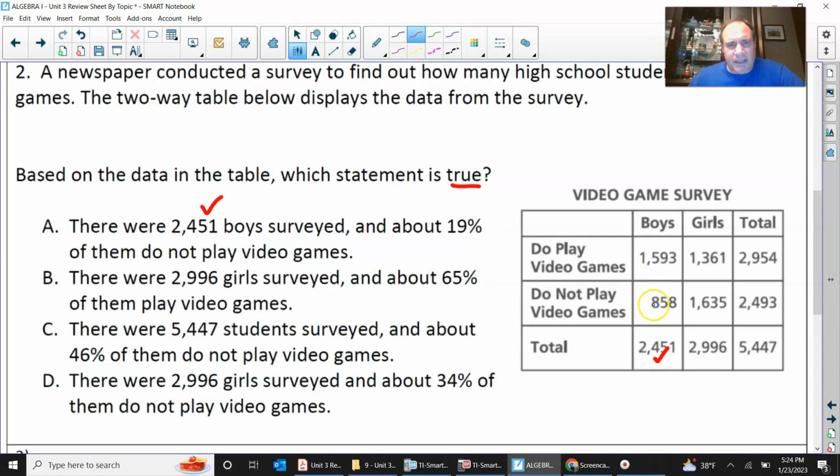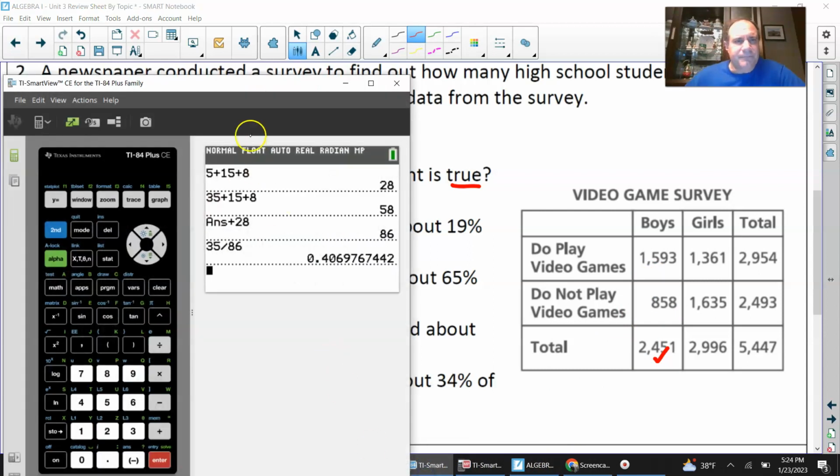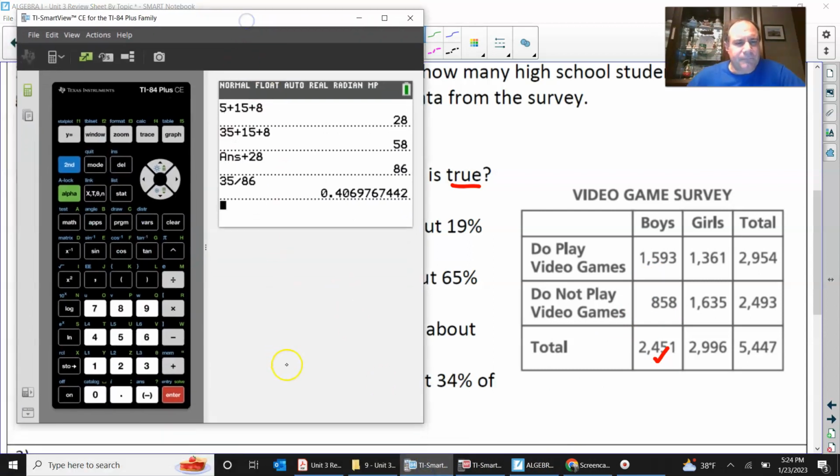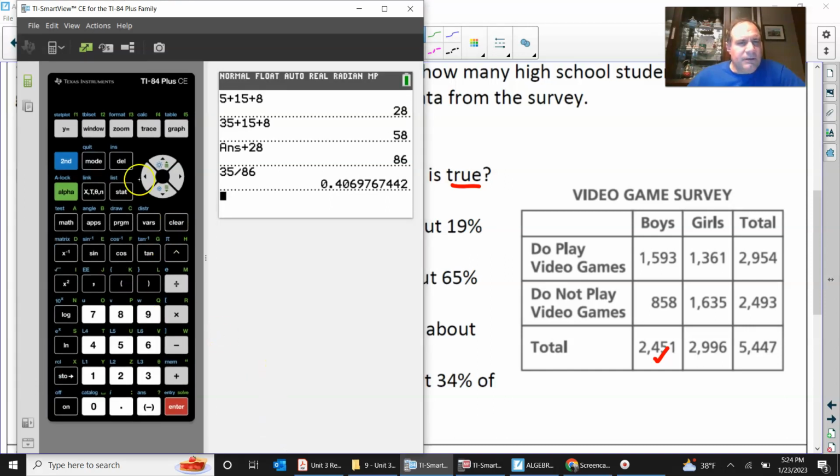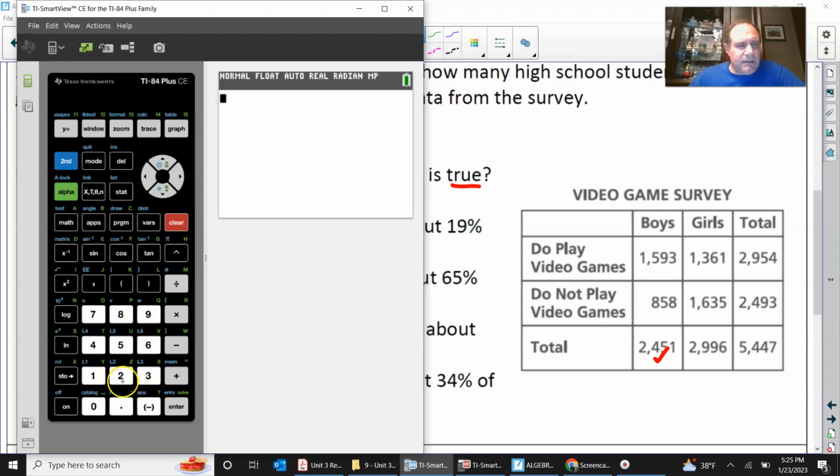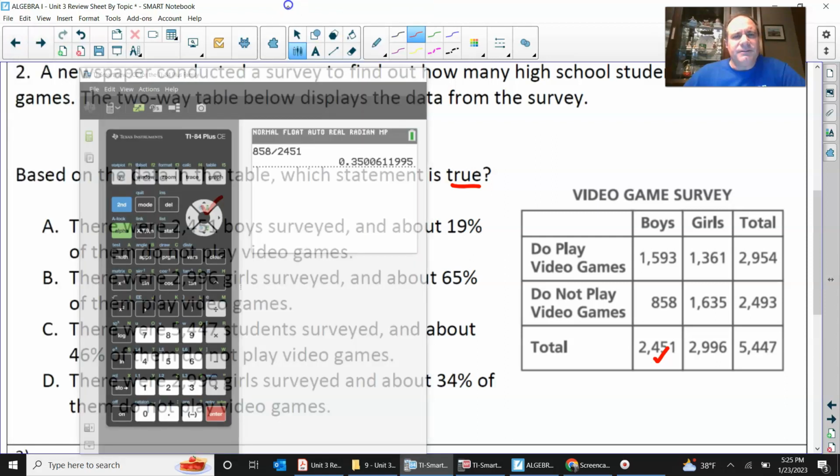Okay, do not play. All right, so let's go ahead and grab the calculator and see if that percentage is correct. So I'm going to clear this out right here. And I'm going to put do not play video games, 858 divided by 2,451. That is 35%.